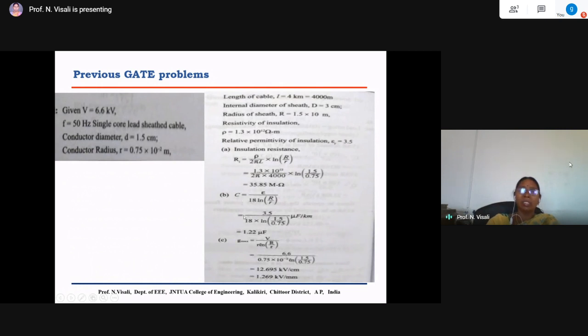Then similarly, capacitance is nothing but 2 pi epsilon L divided by ln R by r. This is the capacitance of the cable, so directly you can substitute and get it. Next is electrical stress, the maximum electrical stress in the insulation. That value is G max is equal to V by r into ln R by r. This is the electric stress. Directly you can substitute and get the values. This is actually a cable problem, not a line parameters problem, but all these equations are known to you, so you can substitute and get the values.